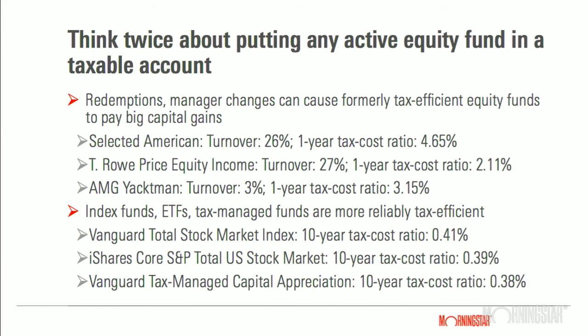So you can see that their tax cost ratios, which are meant to be sort of equivalent to an expense ratio, but they're meant to capture the tax burden a given fund has incurred for investors who owned it in a taxable account and were in the highest tax bracket. You can see that the tax managed fund and some of the broad market index funds and exchange traded funds have had much lower tax cost ratios.